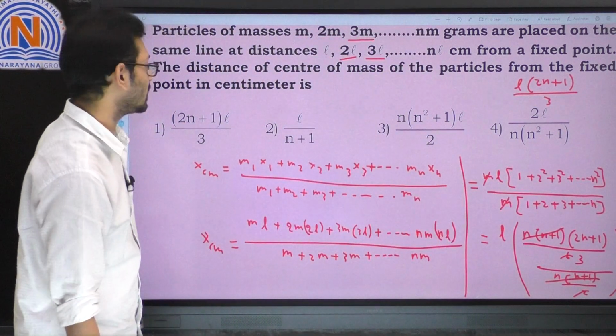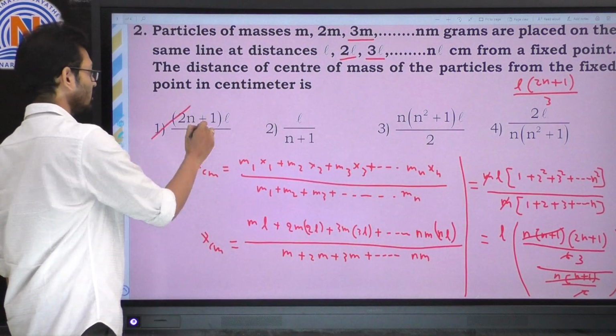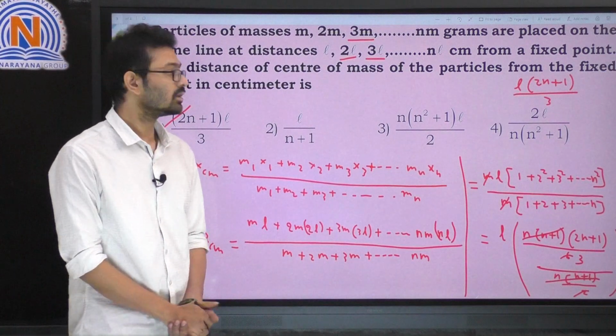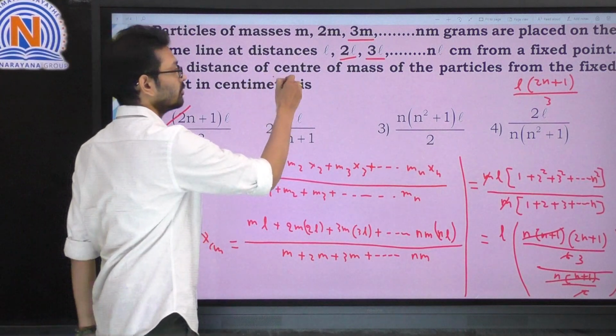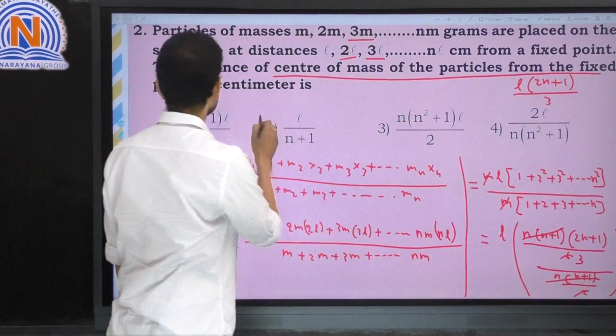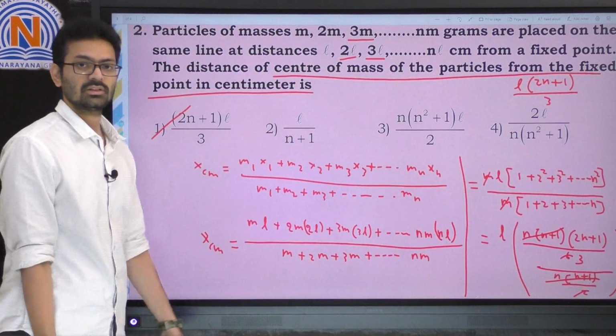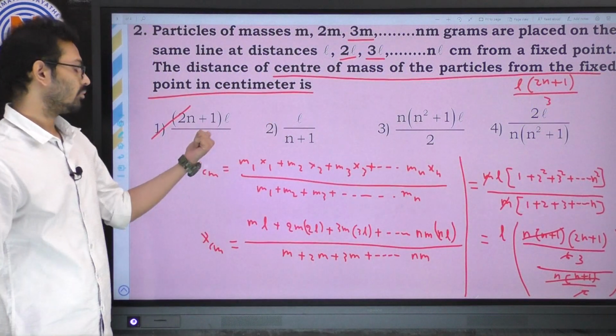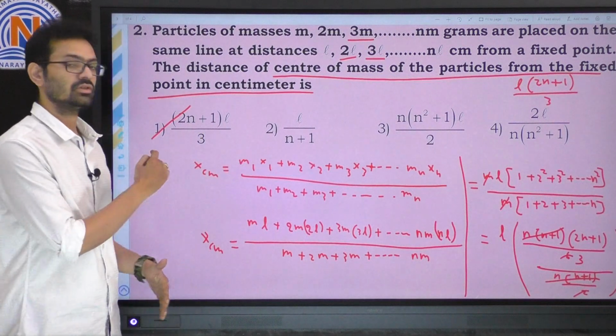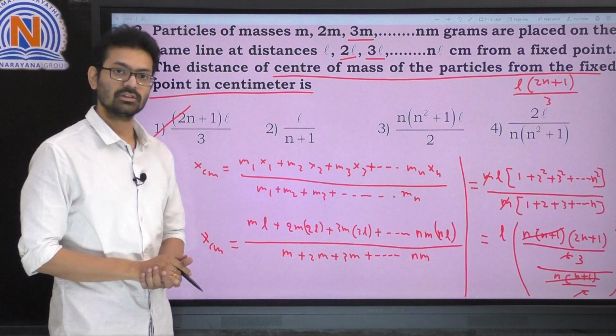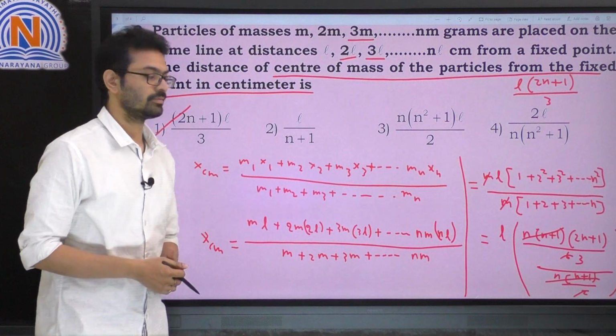L into 2n plus 1 by 3 is your option 1, right? So the center of mass of the particle from the fixed point in centimeters is going to be 2n plus 1 by 3 into L, which is option number 1. Hope this is helpful. Let us go with the next problem.